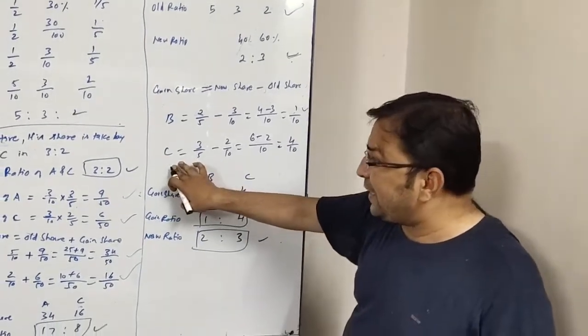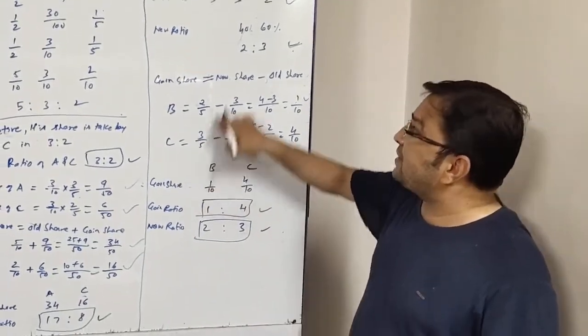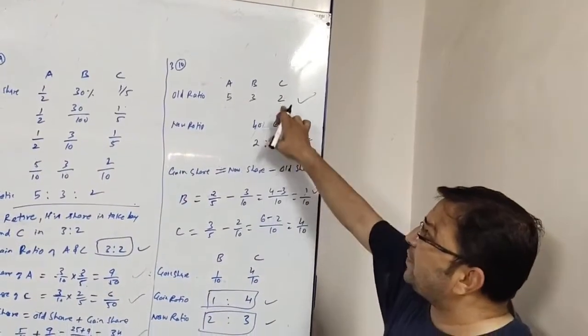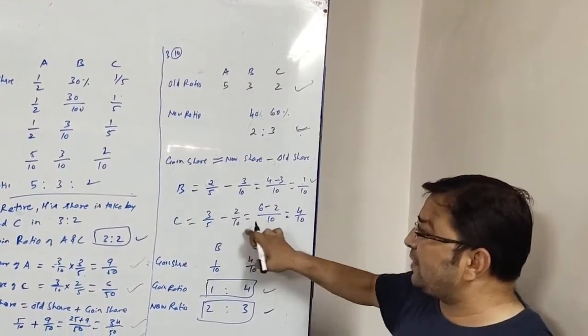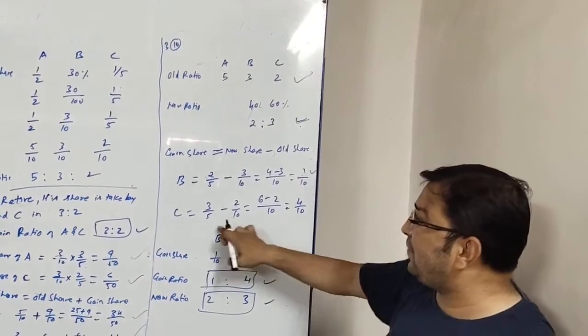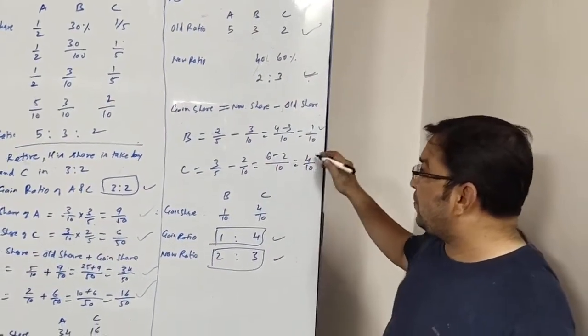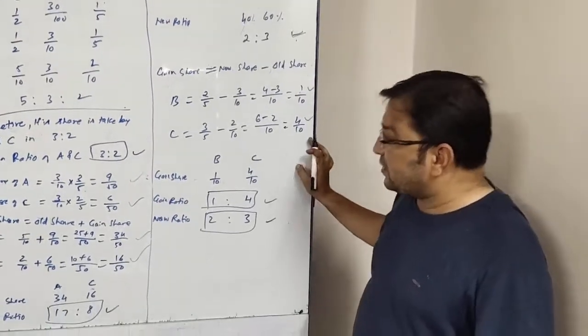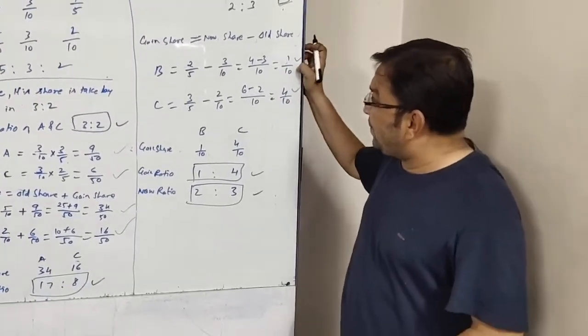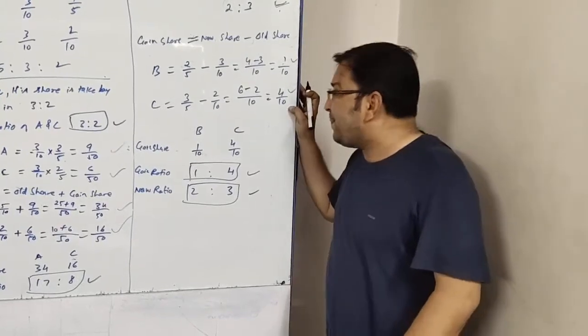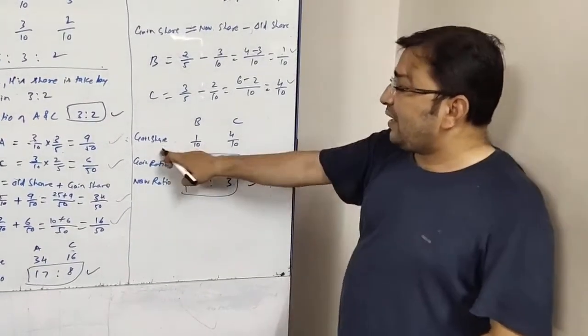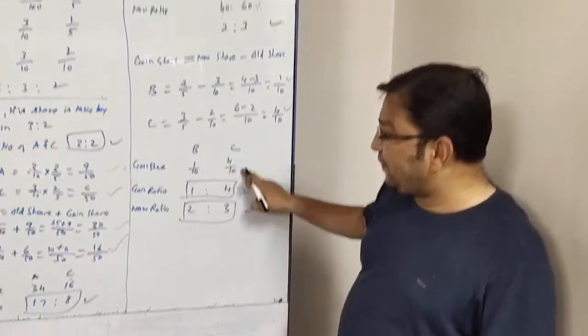Let's find it for C. C's new share is 3 by 5, old share was 2 by 10. So 3 by 5 minus 2 by 10, 10 will be the LCM, 5 into 2 is 10, 2 into 3 is 6, and 10 stays 10, 6 minus 2 is 4 upon 10. So finally the gain share of B is 1 by 10 and the gain share of C is 4 by 10.